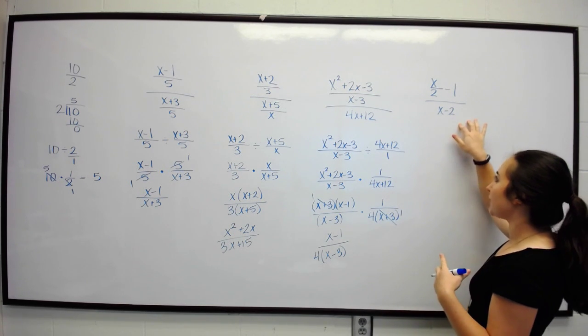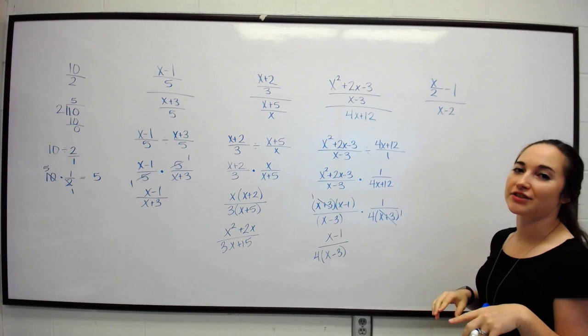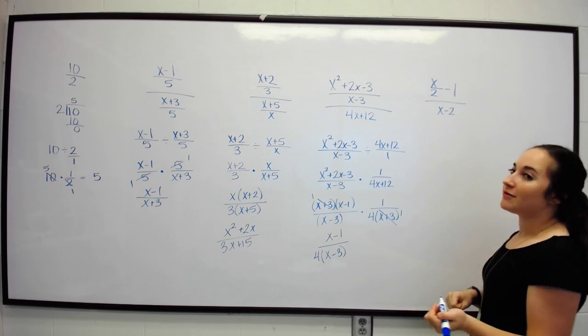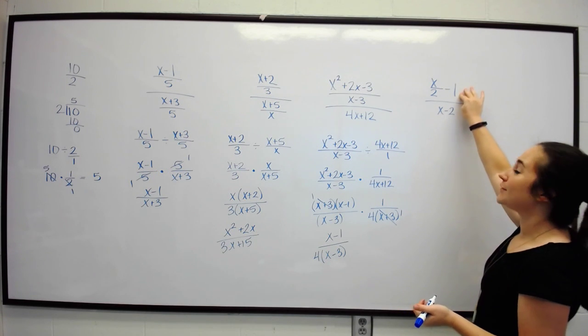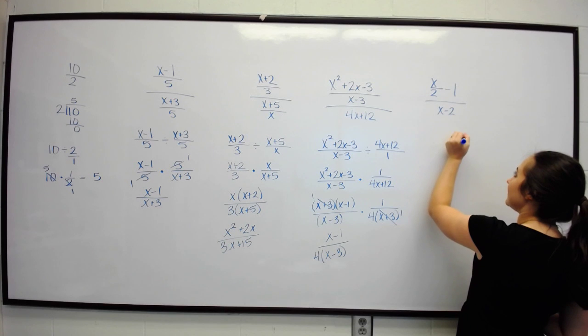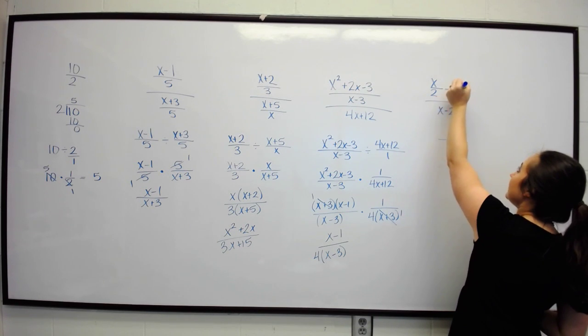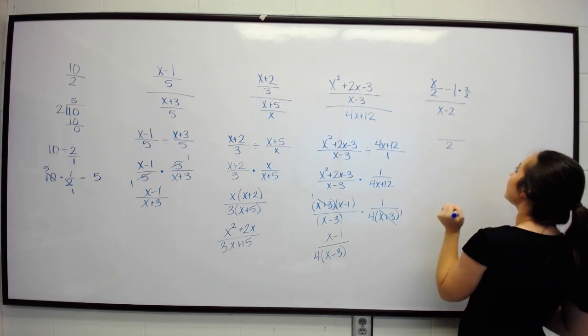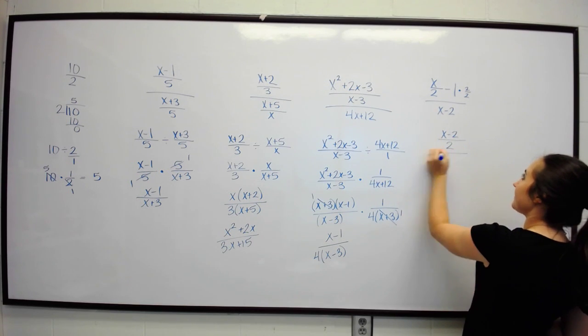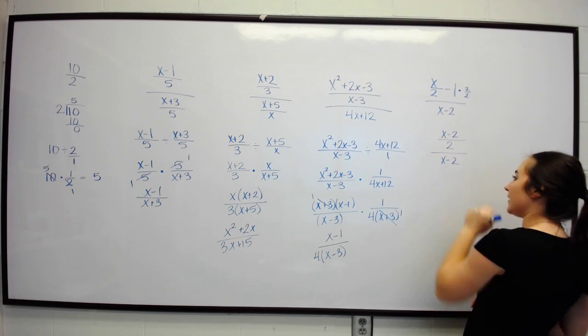Let's look at one more problem. We have x over 2 minus 1 over x minus 2. So what I would do first is get this into one fraction. We know we're going to have a denominator of 2, so we're going to have to multiply this by 2 over 2. So we'll have x minus 2 over 2 over x minus 2.